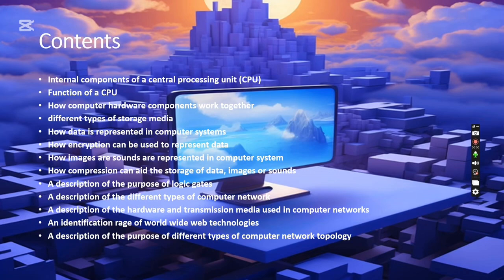of the different types of computer network, a description of the hardware and transmission media used in computer networks, an identification range of World Wide Web technologies, and the last one is a description of the purpose of different types of computer network topology. So let's go.